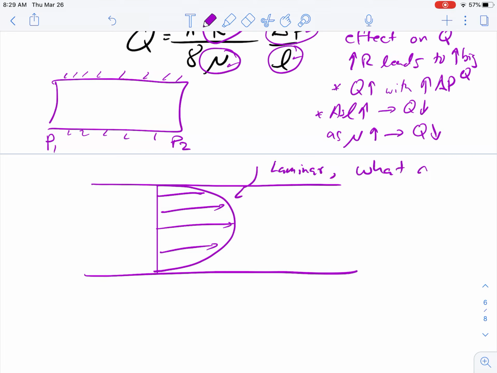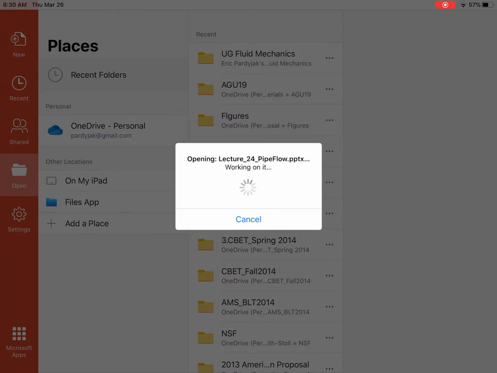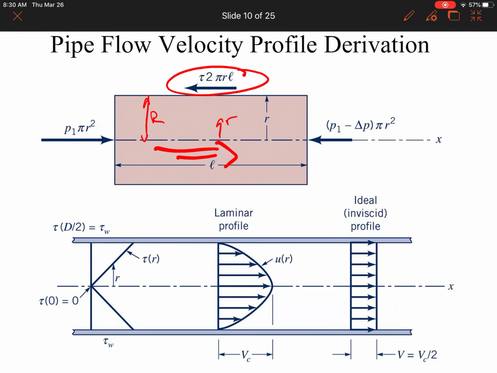But what about turbulent flow? Turbulent flow is more complicated. So we cannot get the analytical solution for that, but what we can do is run experiments to understand what they would look like a little bit better. So I'm going to move back to the PowerPoint presentation and go through some of these slides to understand better what that's going to look like.